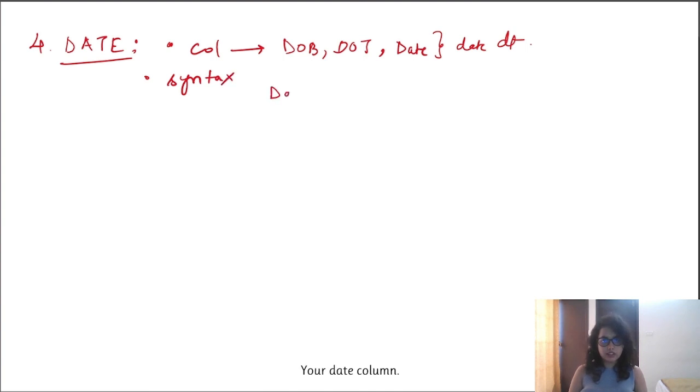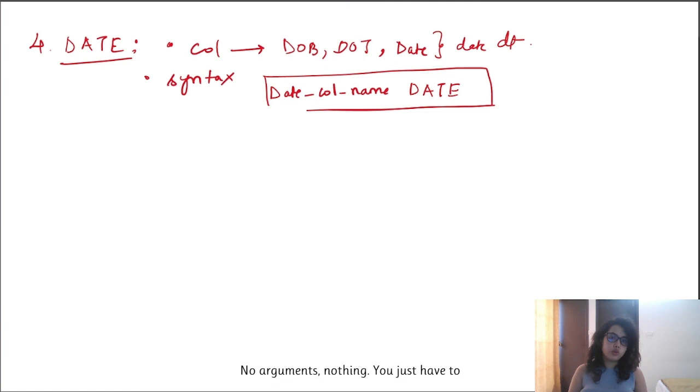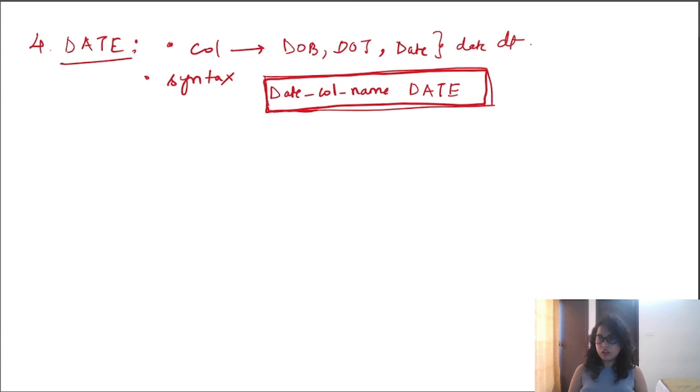Your date column name and date. That's it. This is your syntax. No arguments, nothing. You just have to mention the column name along with the data type. Also, when you insert a value into a date column, it should be inside a single quote, similar to varchar, similar to char.